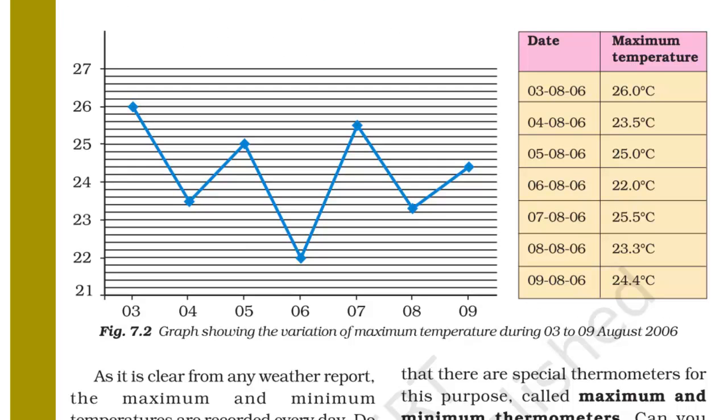In this graph, it shows the maximum temperature recorded from 3rd August 2006 to 9 August 2006 at Shillong, Meghalaya. The x-axis represents the date, that is date 3, date 4, date 5, date 6, date 7, date 8, date 9. And the y-axis represents the maximum temperature of that particular day, say for example 21 degrees Celsius, 22, 23, and so on up to 27 degrees Celsius. Let's read this graph.